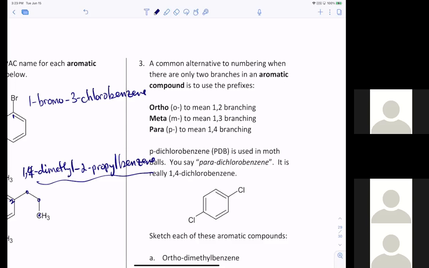Ortho is when the 2 branches are side by side. So it would be the 1, 2 numbering. Meta is when there's a carbon in the middle of the 2 branches. So 1, 3. And para, they're on opposite sides of the ring. So there's 2 carbons in between them, 1, 4. So if you heard of this molecule, we may have used that back in grade 9, I forget, or we talked about it before, para-dichlorobenzene.